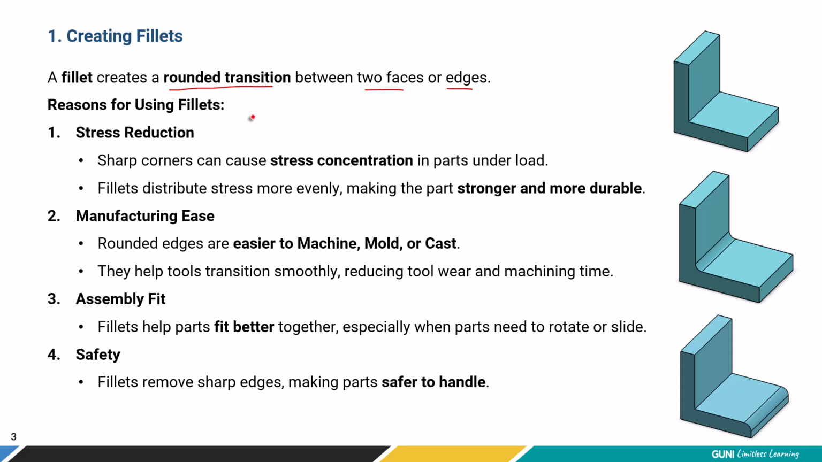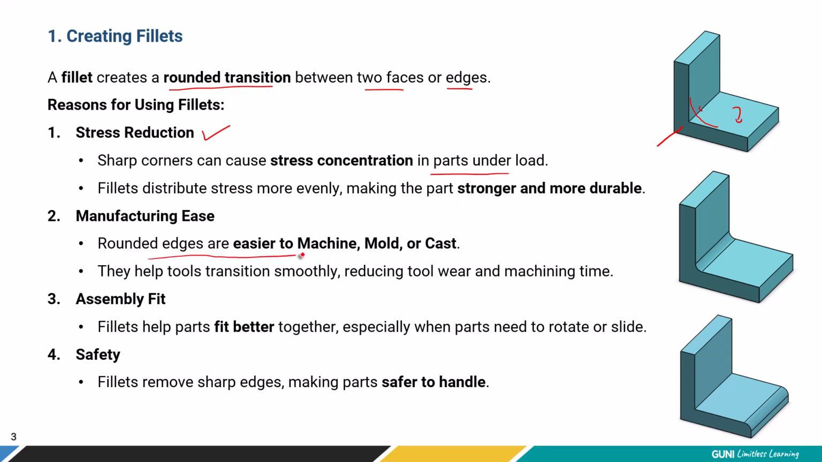Now there are reasons why it is used. It is used to reduce stress concentrations. So this is a sharp edge. When the load is applied, obviously a crack will form here. So to prevent that, we need to provide a fillet. A sharp corner can cause stress concentration in the part under load, while a fillet, once applied, will evenly distribute the stress and make the part stronger at the junction.